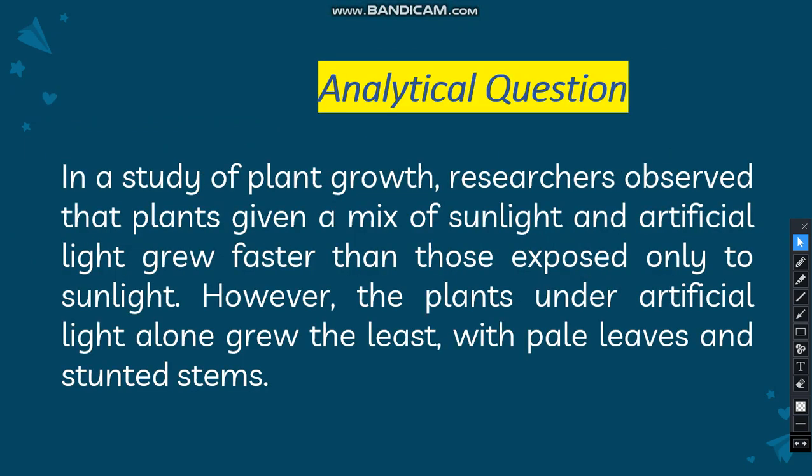So here in this example, the text that we have studied clearly mentions that a mix of sunlight and artificial light, a mix where both are involved, grew faster than those exposed only to sunlight. So that means when both kinds of light are provided, the growth is faster.